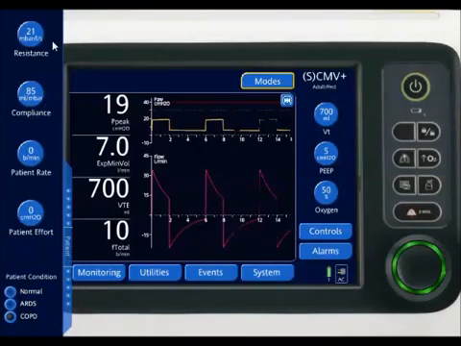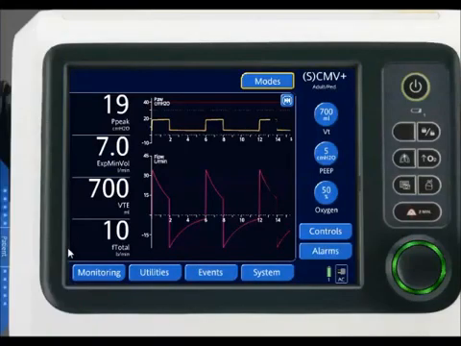What I'm going to do is decrease the resistance. So I'm going to change this from 21 to 15. But let's look at a few things right here. Here's my measured tidal volume right now. There's my set tidal volume. And there's my measured peak inspiratory pressure. That's my pressure waveform.